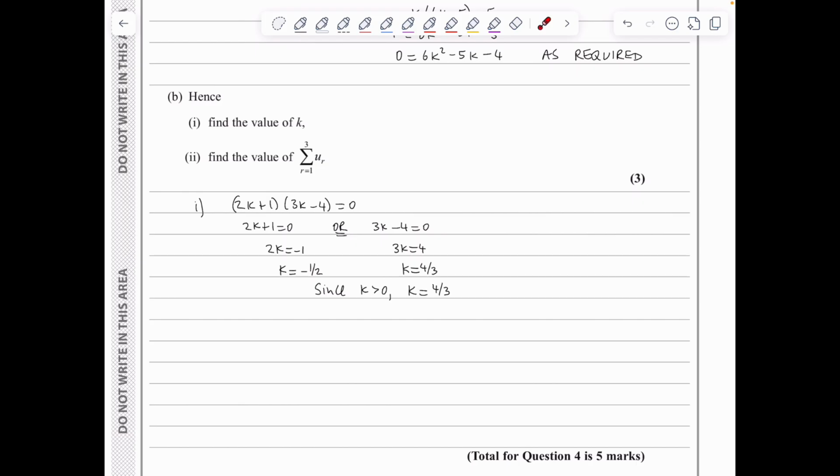Now for II, we need to find the sum of ur from r is 1 up to r is 3. So we're looking at u1 plus u2 plus u3. Well, we already know that the first term u1 is simply 6. Now u2 was found to be 6k minus 5, so 6 times 4 over 3 minus 5, which gives a result of 3, and we know that u3 is negative 1, and therefore the sum of ur from r equals 1 up to 3 is simply going to be u1 plus u2 plus u3, which is equal to 6 plus 3 plus the negative 1, which gives an answer of 8.